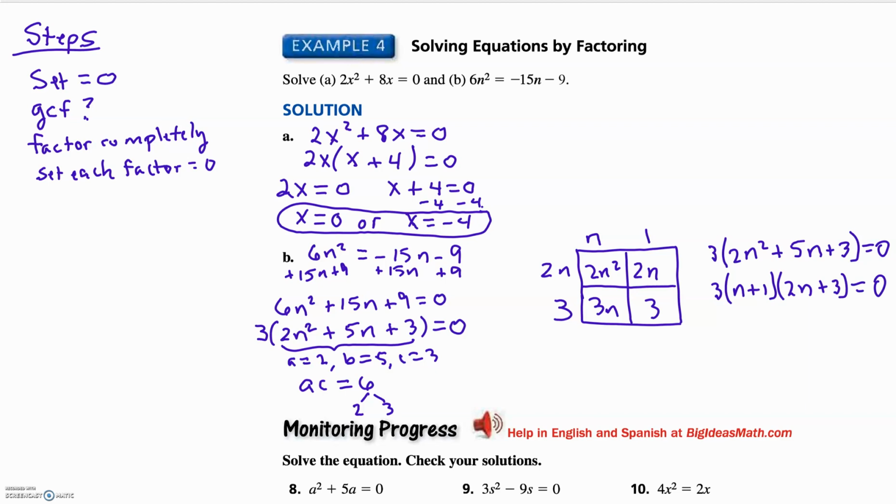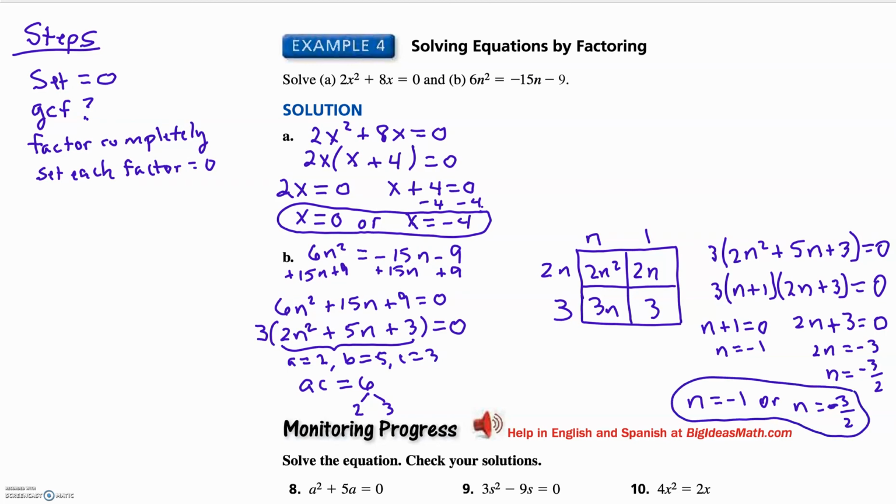Now we'll apply the zero product property. 3 by itself is not going to equal 0, but the n plus 1 can equal 0, and the 2n plus 3 could equal 0. This will happen when n is negative 1. Subtract a 1 from both sides, you get n equals negative 1. For this one, subtract a 3 from both sides and divide both sides by 2. So we get two solutions to the equation: n equals negative 1 or n equals negative 3/2. And those are the two solutions to our polynomial equation.